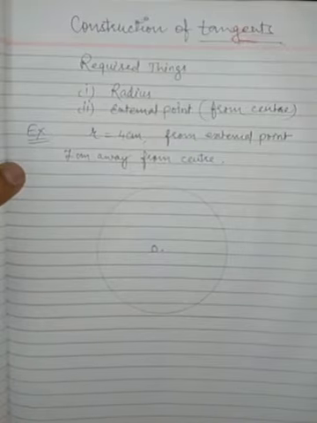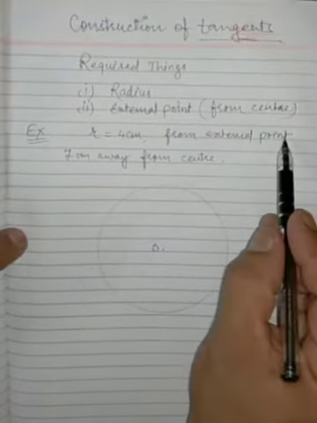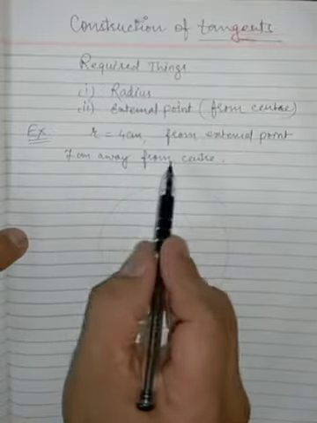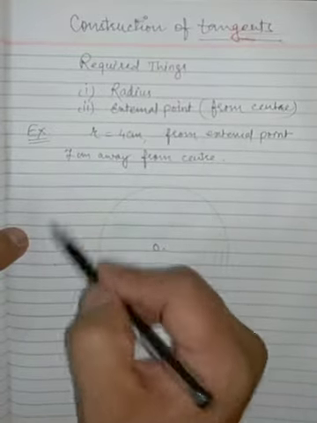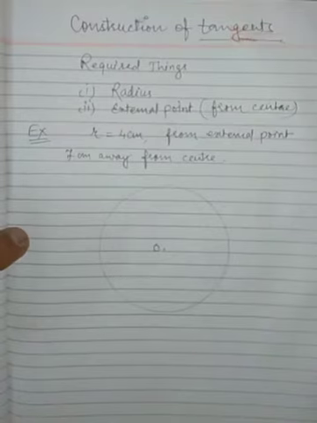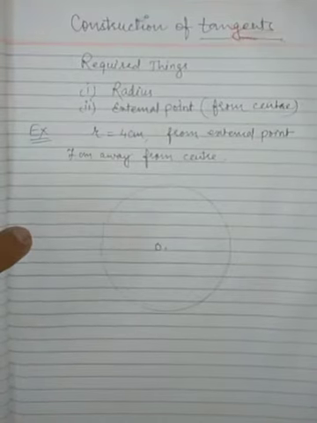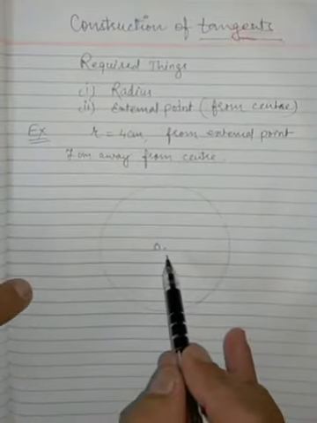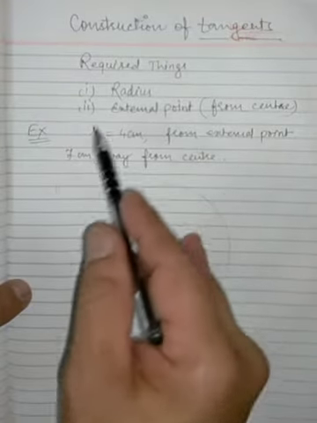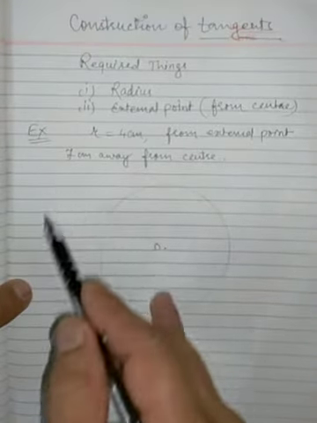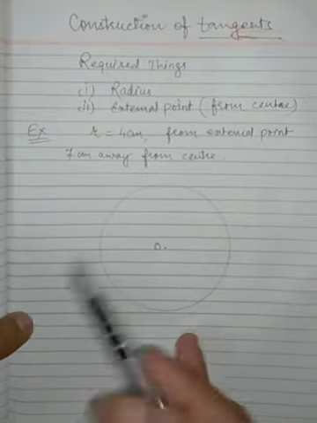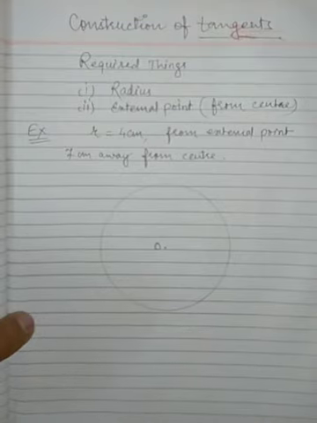Okay. Now we are needing the external point, which should be 7 centimeter away from center. Yes, I have taken for example. In questions we will get different measurements. So we are free to take the external point anywhere here outside around the circle. So as per your convenience, you can take the point anywhere.